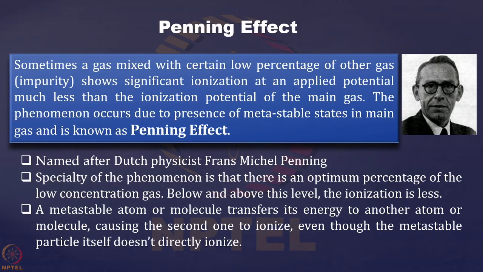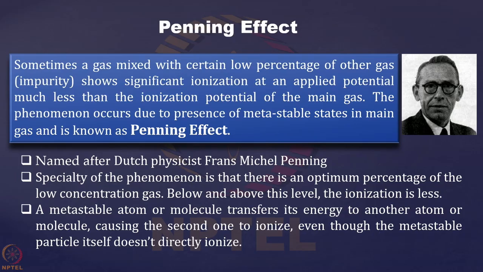Now there is one more effect; if I don't tell you that, this ionization mechanism will be incomplete. There is something called the Penning effect. Sometimes a gas is mixed with a certain low percentage of another gas, sometimes we call it an impurity. Significant ionization occurs at an applied potential much less than the ionization potential of the main gas. It was quite surprising for some time how a gas mixed with a low percentage of another gas gets significantly ionized at a potential much less than the ionization potential of the main gas.